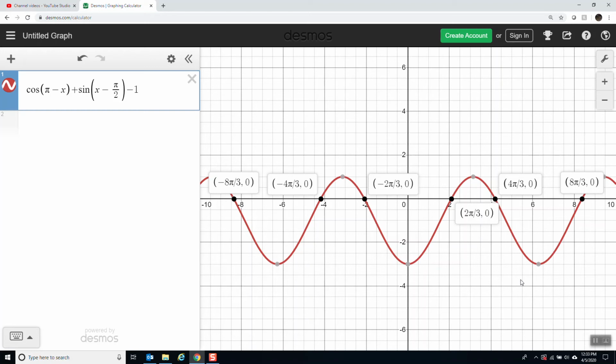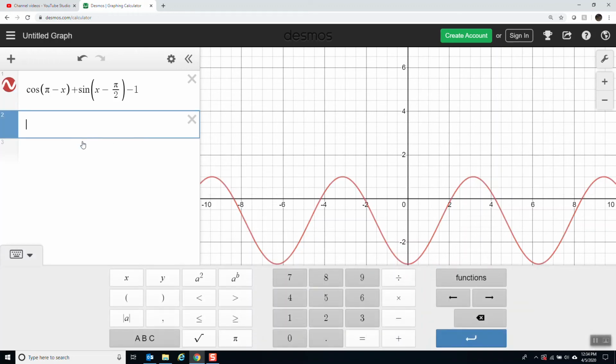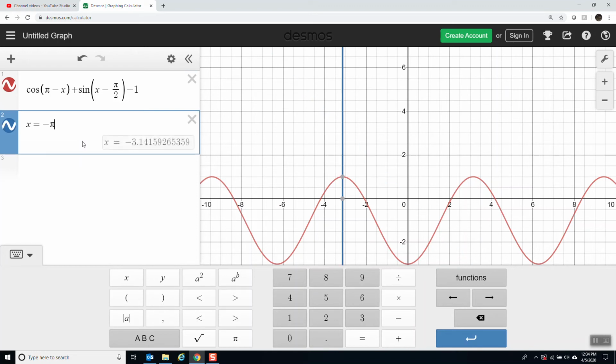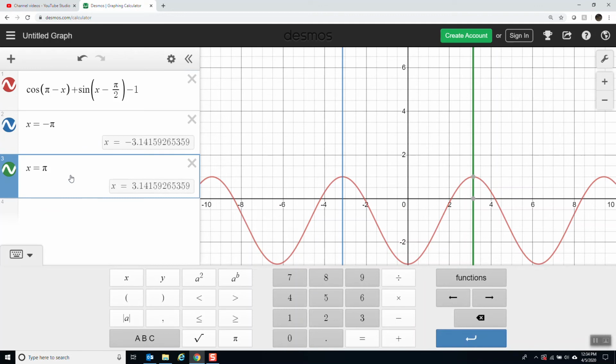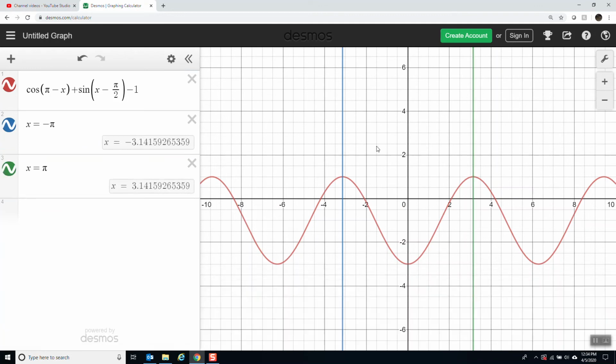Along with my analytical methods. So we have to be between negative pi and pi. So I'm going to type in x equals negative pi, and I'm going to type in x equals positive pi, and now I'm going to grab all of the places where it crosses the x-axis in between those, and it's negative 2 pi thirds and 2 pi thirds. So we're going to have to go back to my mistake and fix it.